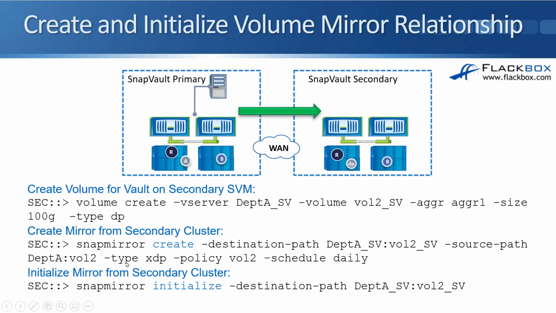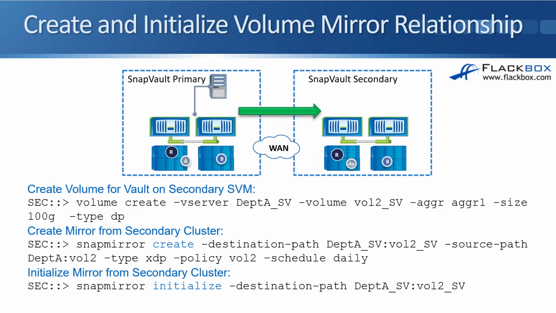Then for SnapVault, the type is always XDP. Specify the policy that you just created, where you're specifying what snapshots you're going to pull over and how long you're going to keep them for, and then specify your schedule. So if you're thinking here, but wait a minute, I've got in my policy how often the snapshots are being taken and how long I am keeping them for. Yeah, that's what's configured in the policy. What the schedule does here is it says how often it's going to connect to the source system and check for new snapshots.